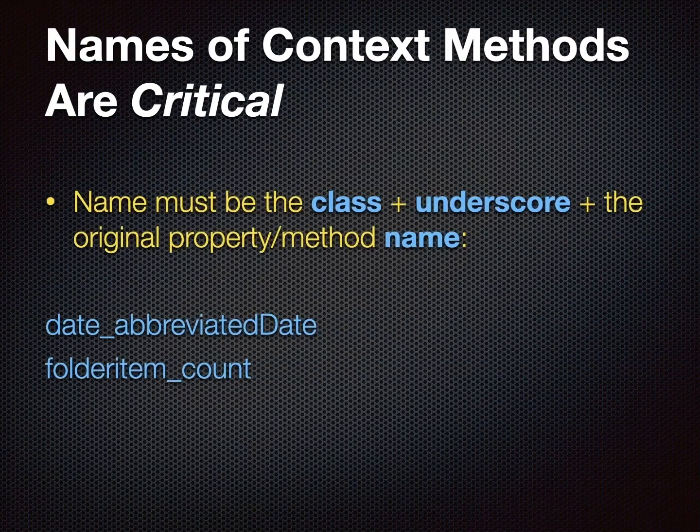What's important here is that the context methods have to follow a specific naming scheme that I've come up with, which is basically the name of the class, an underscore, and then the original property or method name, whatever you're trying to clone. So for example, Date_AbbreviatedDate, FolderItem_Count. Basically, where you normally would have the dot in a command, you replace it with an underscore.